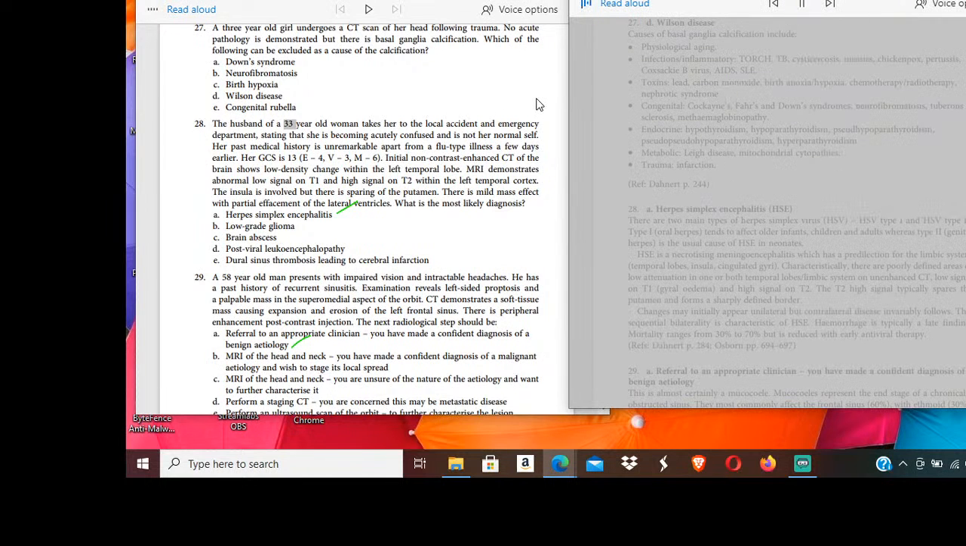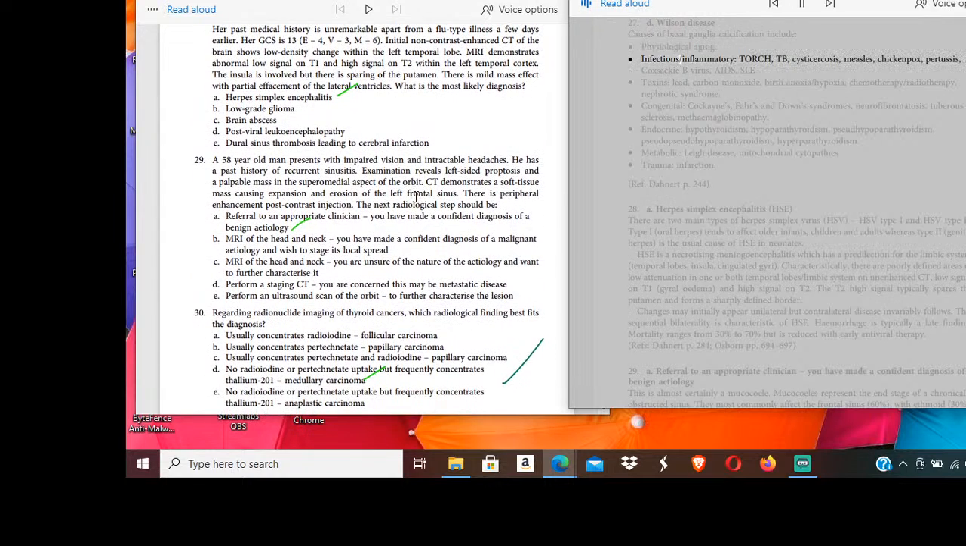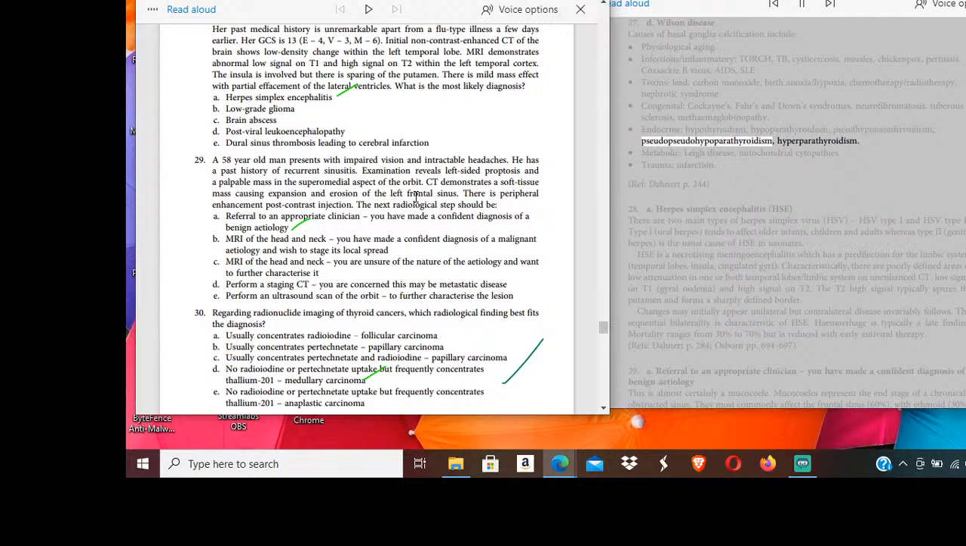D. Wilson disease. Causes of basal ganglia calcification include physiological aging; infection/inflammatory: TORCH, TB, cysticercosis, measles, chickenpox, pertussis, Coxsackie virus, AIDS, SLE; toxins: lead, carbon monoxide, birth anoxia/hypoxia, chemotherapy/radiotherapy, nephrotic syndrome; congenital: Cockayne's, Fahr's and Down syndromes, neurofibromatosis, tuberous sclerosis, methemoglobinopathy; endocrine: hypothyroidism, hypoparathyroidism, pseudohypoparathyroidism, hyperparathyroidism; metabolic: Leigh disease, mitochondrial cytopathies; trauma, infarction.